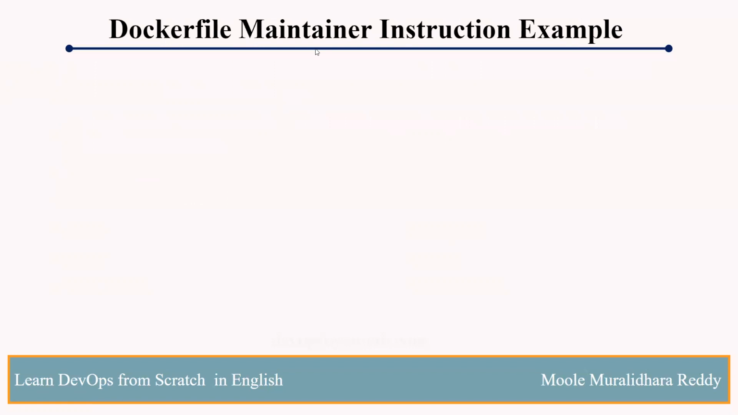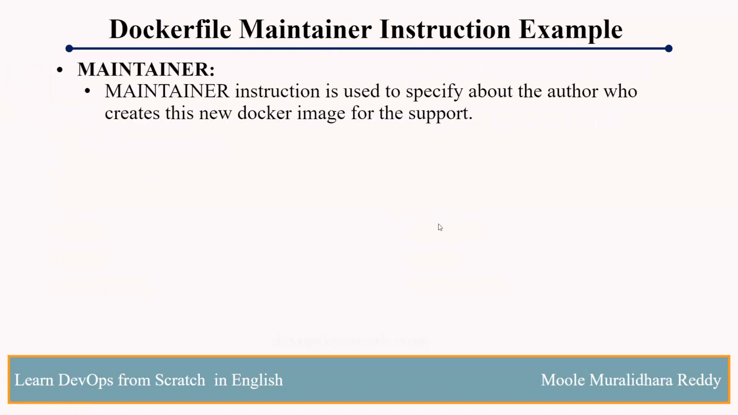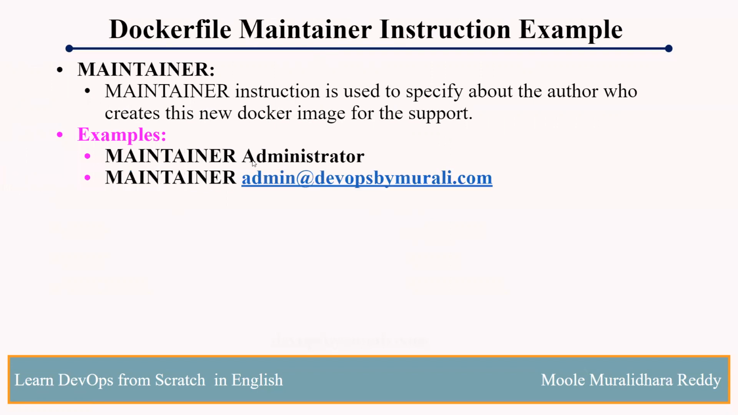Okay, got it right? Next one, the MAINTAINER instruction. If you want to define the author who created that particular Docker image, the owner of that Dockerfile and Docker image, we can declare it in the MAINTAINER instruction. For example, I'm giving MAINTAINER administrator, and also admin@devopsinenglish.com. You can declare it like this.